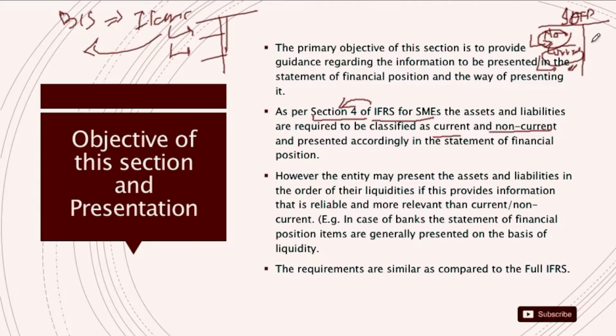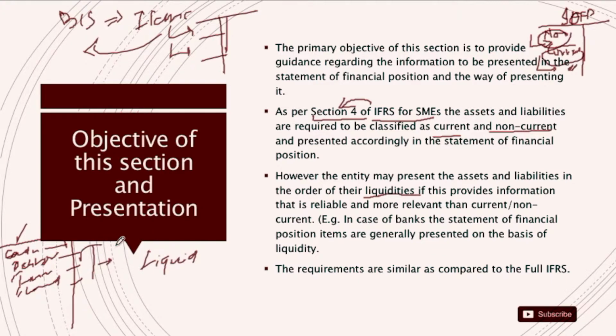However, the entity may present the assets and liabilities in the order of their liquidity. If this is the case, then they don't need to present assets and liabilities based on any current and non-current items. This basically I saw in the case of banks. Think about it, this is the financial statement. Suppose cash, debtors, and, for example, investment property, land. It will be surprising that they are not classified under anything, but the order is based on the liquidity, how liquid these assets are in terms of the other assets. So this is order number 1, order number 2, order number 3, and this order is based on the liquidity.